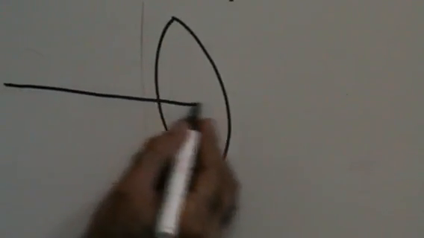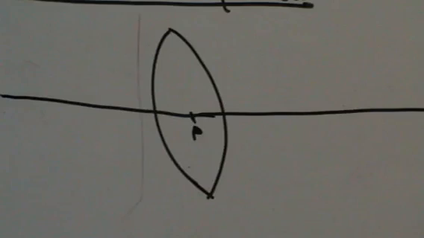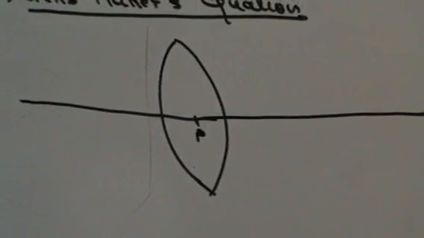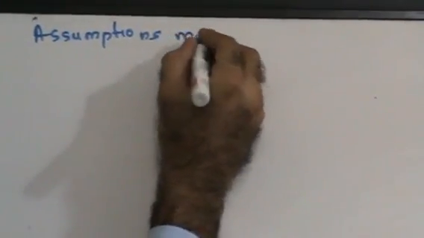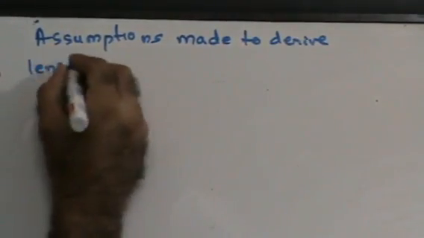So what I'm going to do is, first I'm going to draw the principal axis. This is my optical center P. So all distances are going to be measured with respect to the optical center. So let's first write the assumptions down before I show you how the ray of light is going to move through this. Assumptions made to derive Lensmaker's equation.